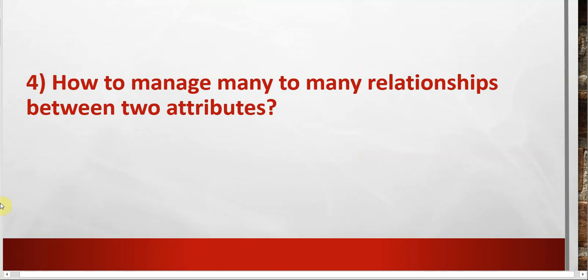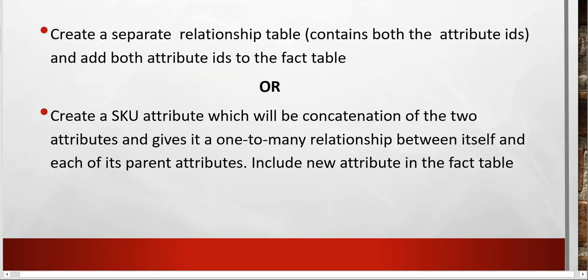The fourth question is: how to manage many-to-many relationships between two attributes. Some of the ways are, first, we can create a separate relationship table which contains both the attribute IDs, and then add both attribute IDs to the fact table. Or we can create a skew attribute which will be the concatenation of the two attributes and give it a one-to-many relationship between itself and each of its parent attributes. Then we have to include this new attribute in the fact table. We need not include both the attribute IDs, we can only include the new attribute.